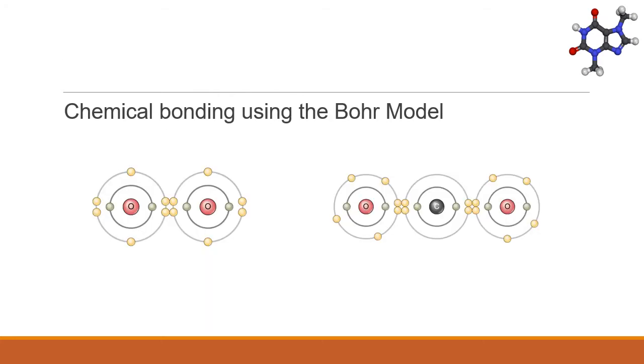In our previous lecture, we represented the sharing of valence electrons between atoms as orbitals sharing their valence shell. There is an easier and well-established method to show how atoms share their valence electrons to form chemical bonds. This method is called the Lewis dot structure.